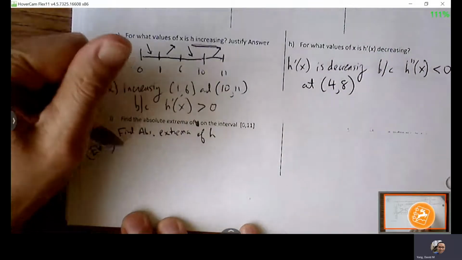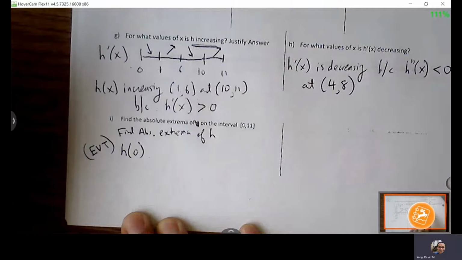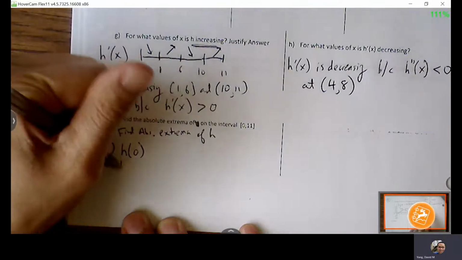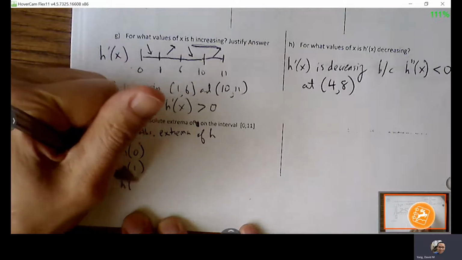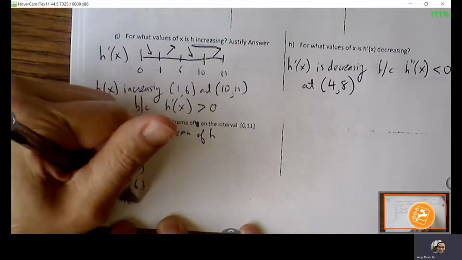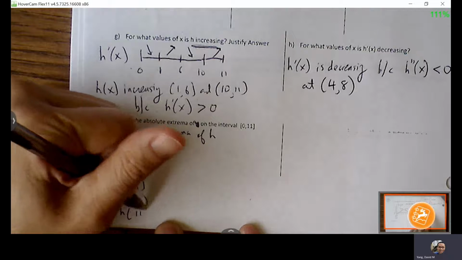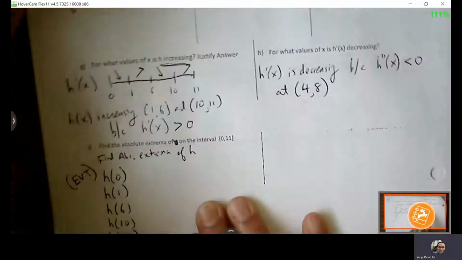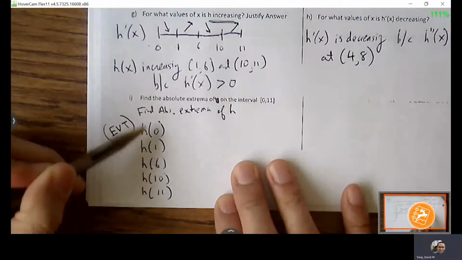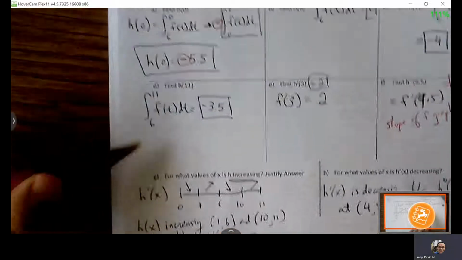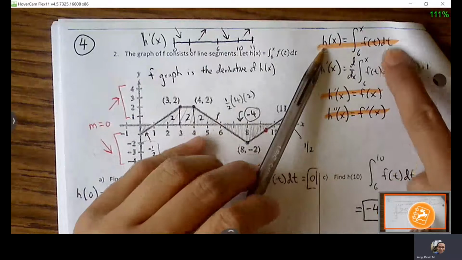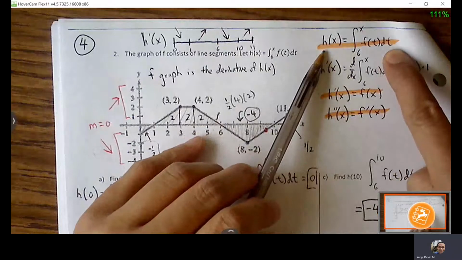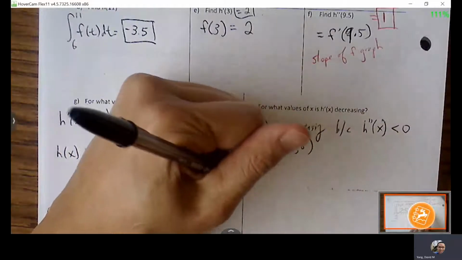So I'll test the endpoints and I'll test any relative max and min that I see. So I need to find h of 0, h of 1, h of 6, h of 10, and h of 11. Now we have a nice formula to tell us where to find every point on h, right? The definite integral from 6 to x of f of t dt. Let me write that rule here.